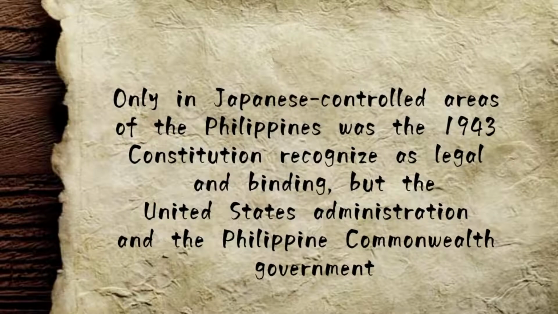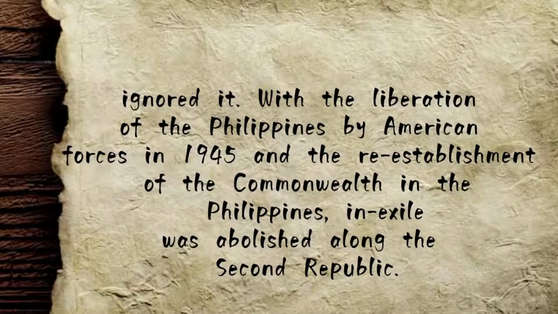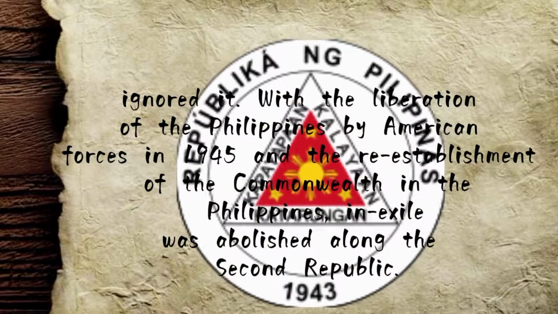Only in Japanese-controlled areas of the Philippines was the 1943 Constitution recognized as legal and binding, but the United States administration and the Philippine Commonwealth government ignored it. With the liberation of the Philippines by the American forces in 1945 and the re-establishment of the Commonwealth in the Philippines, the exile government was abolished along with the Second Republic.